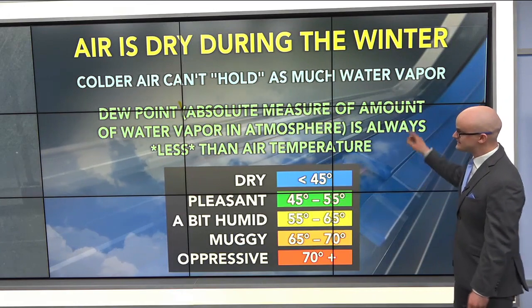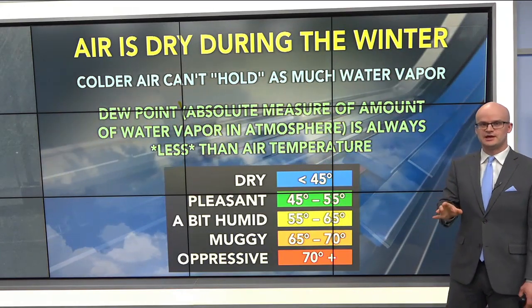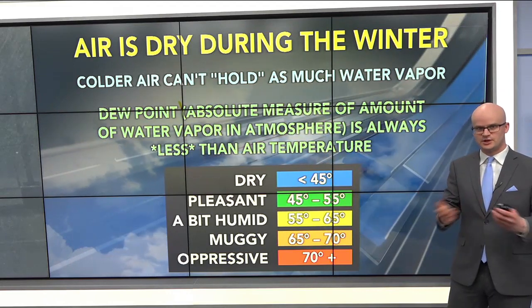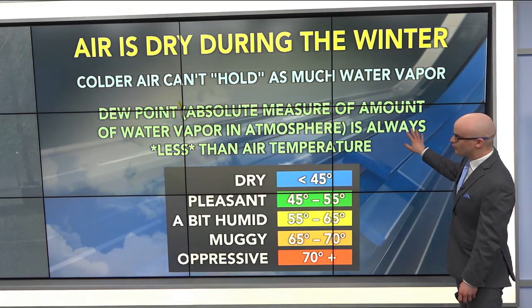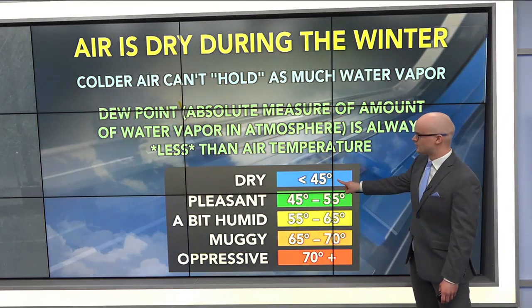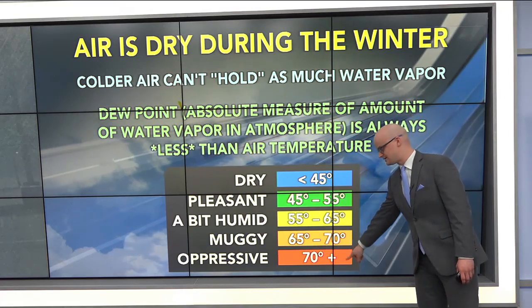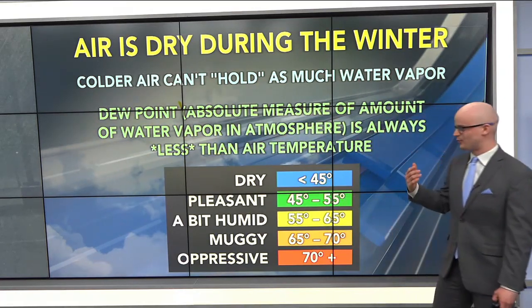So the dew point is the absolute measure of the amount of water vapor in the atmosphere. Again, that's the best measurement that we have, better than relative humidity, which can fluctuate throughout the day. And dew point is always less than air temperature. And here's the scale here, where dry air is going to be less than 45 degrees for your dew point, whereas you get the summertime dew points where it gets a lot more muggy and oppressive.